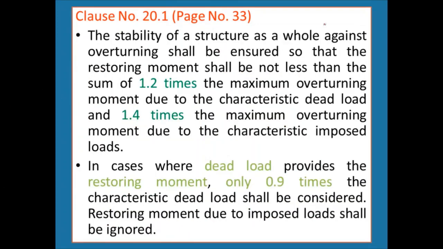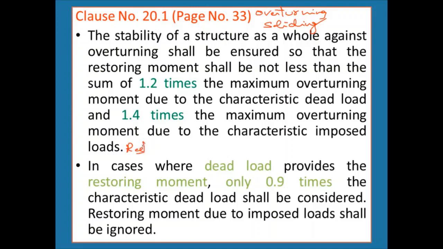Okay, next clause is related to stability. Basically stability involves two parameters. The first one is overturning and the second one is sliding. Now this clause is related to the overturning. Whatever the overturning is there, that must be resisted.